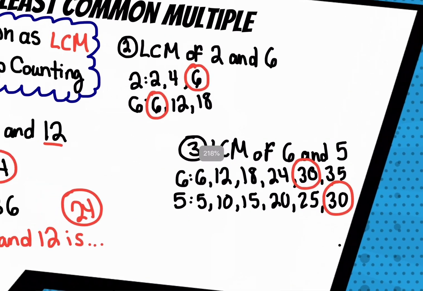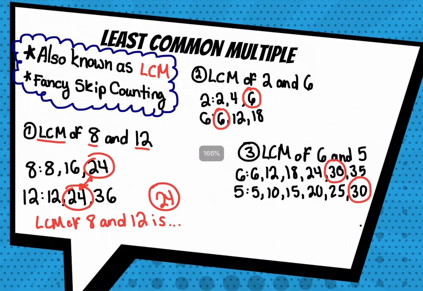So that's how you find LCM. It's just skip counting, and you're finding your smallest thing or multiple that they have in common.